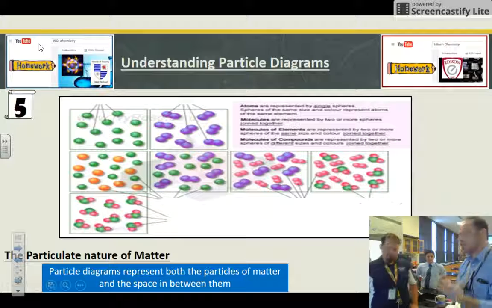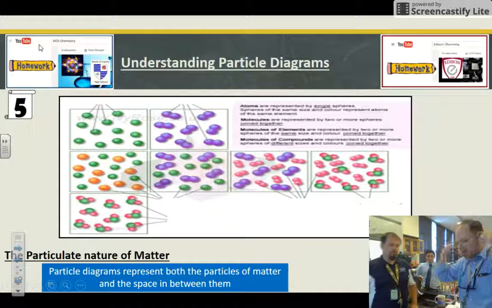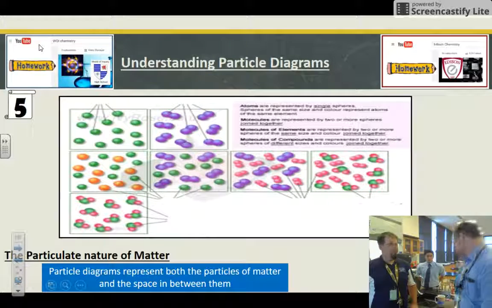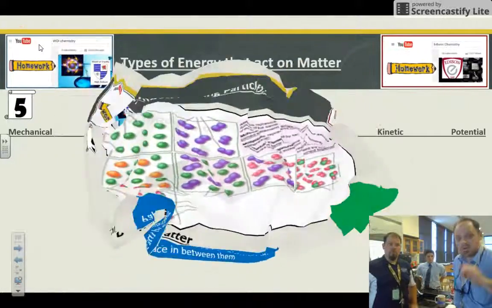How are these particles behaving? So we just imagine a little particle diagram in our head. We apply the rules that we've learned from the facts of chemistry, and we can make a prediction about what's happening in an observation, which means that we're making inferences based on the particulate nature of it.